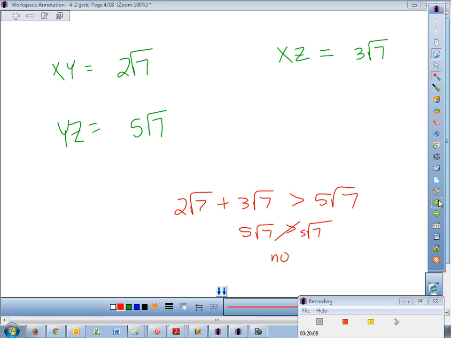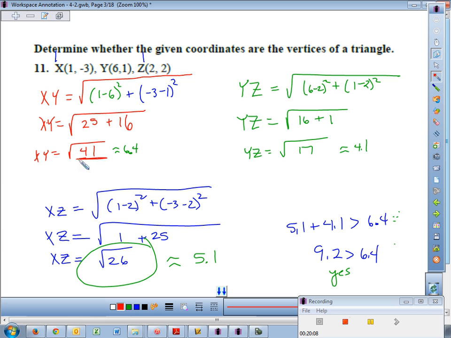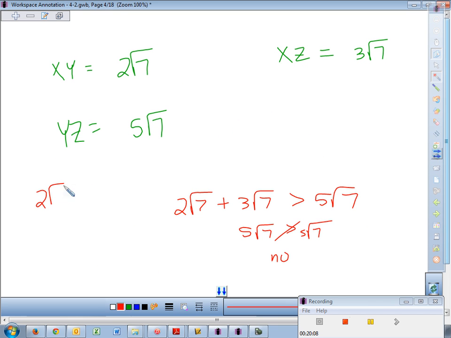Then you have to do what we just did. If the number under the radical is not all the same, then you have to punch them in the calculator and approximate them. For example, if it was 2 square roots of 7 and this was 3 square roots of 5, you can't add those together. You've got to punch it in. You just take 3 times the square root of 5. Okie dokie. Next!